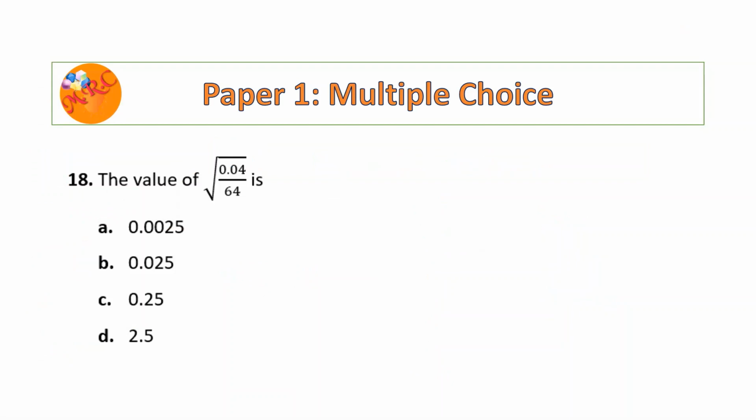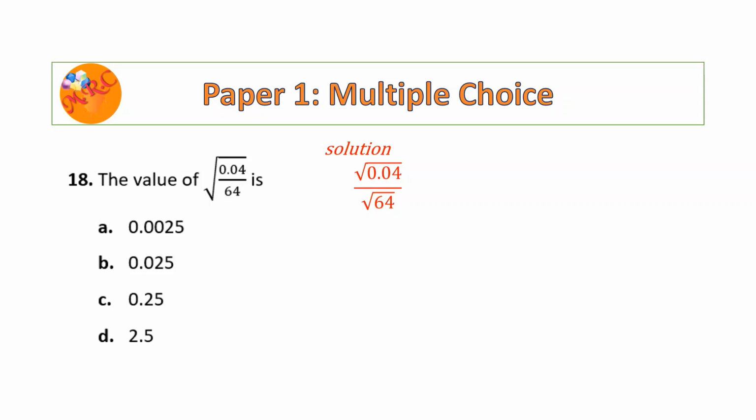Okay, so we have this question. The value of the square root of 0.04 divided by 64 is. The first thing we're going to do is separate the square roots. So we're going to break it apart. We have the square root of 0.04 divided by the square root of 64. Now the square root of 0.04 is 0.2.